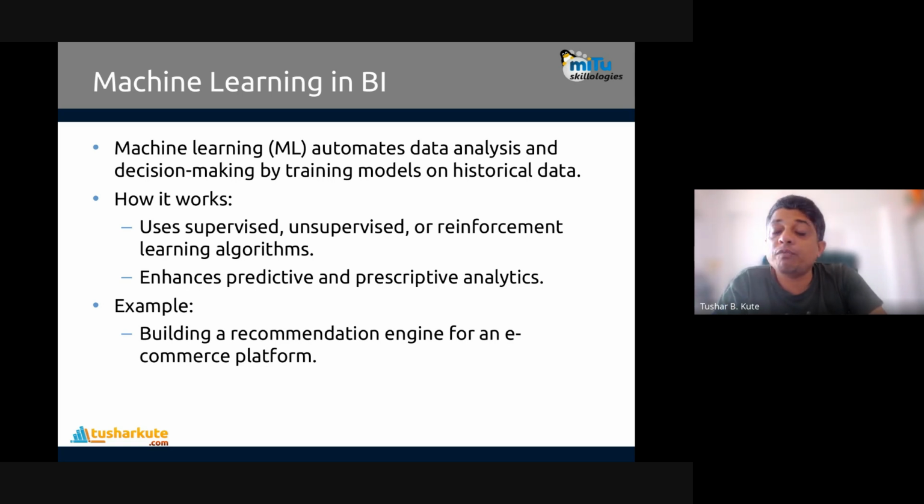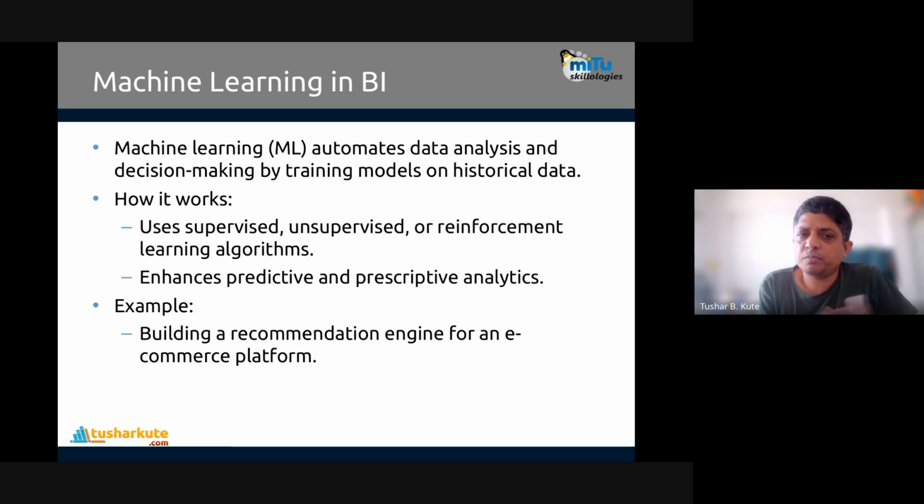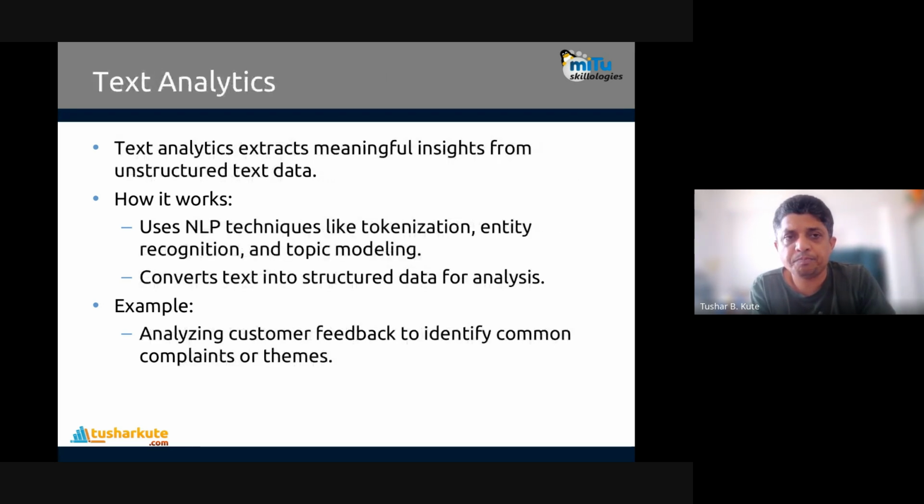With the help of it, we can enhance predictive and prescriptive analytics. Yes, predictive analytics. The brain of predictive analytics is machine learning. The maximum amount of work done under predictive analytics is done with the help of machine learning algorithms only. Remember. For example, we can build a recommendation engine for an e-commerce platform. That is where a machine learning algorithm is present.